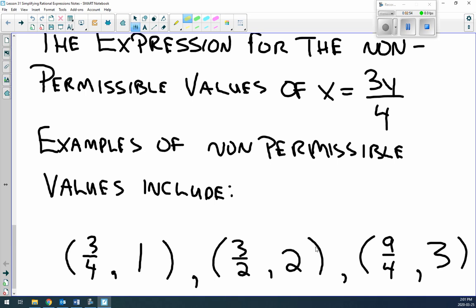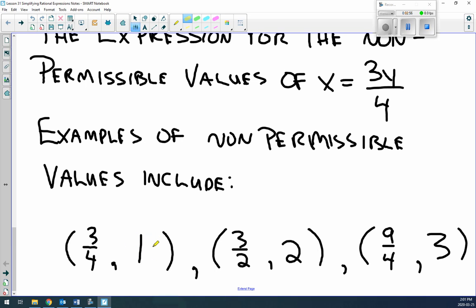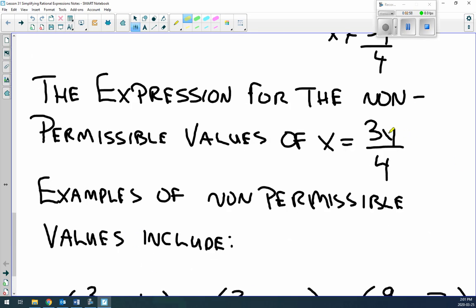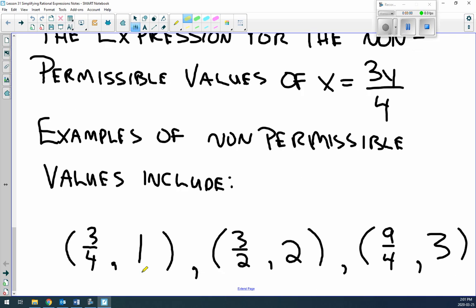So what happens, for instance, if y was 1? It's easier to kind of go backwards. If y was 1, well, 3 times 1, yeah, 3 over 4. So x is 3 over 4. All right, and you do the same thing with 2, right? 3 times 2 is 6 over 4. That breaks down to 3 over 2. Nobody ever said you had to do x first. You can do your y first if it makes it easier. Then a y value of 3. So 3 times 3 is 9 divided by 4. So these are examples, and there's a whole bunch of examples for this question when it comes to non-permissible values.